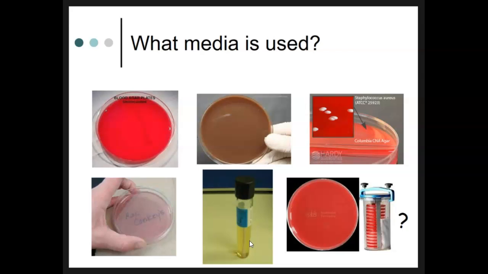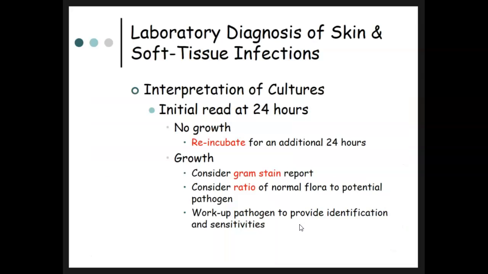And then possibly we might want to add some anaerobic agar depending on where the wound or the skin infection is. We are going to incubate this overnight, and then the next morning we're going to read it at 24 hours. And if there's no growth after 24 hours, we're going to re-incubate for an additional 24 hours. When we are looking at growth on a plate, we need to consider the gram stain report and the ratio of normal flora to the potential pathogens, and then work up only the pathogens to provide identification and sensitivities, because we don't want to waste time or money.